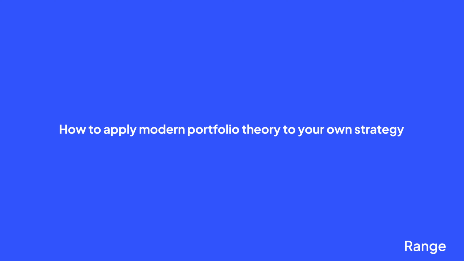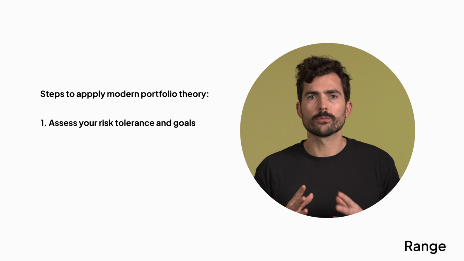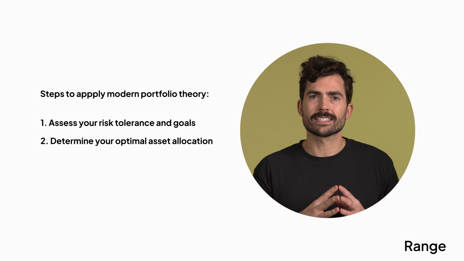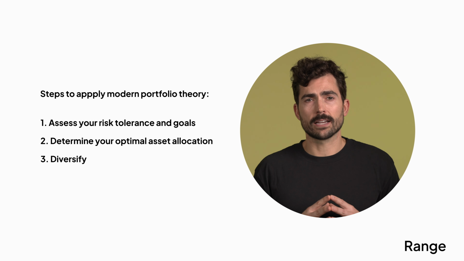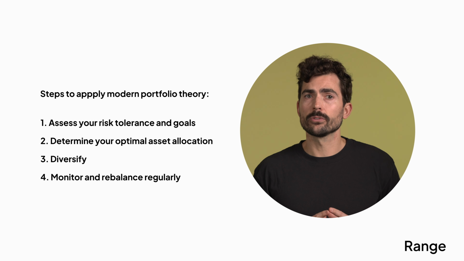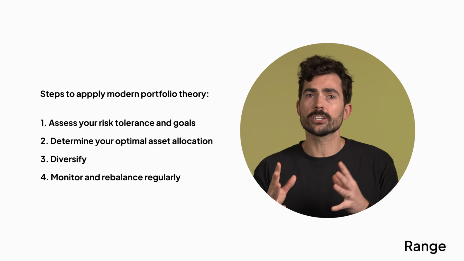Ready to put the modern portfolio theory into action? Here's a simple roadmap. First, assess your risk tolerance and goals. Know what you're comfortable risking and what you hope to achieve. Then determine your optimal asset allocation based on these goals. Diversify across asset types, sectors, and geographic areas. Monitor and rebalance regularly, especially as your situation or market conditions change.